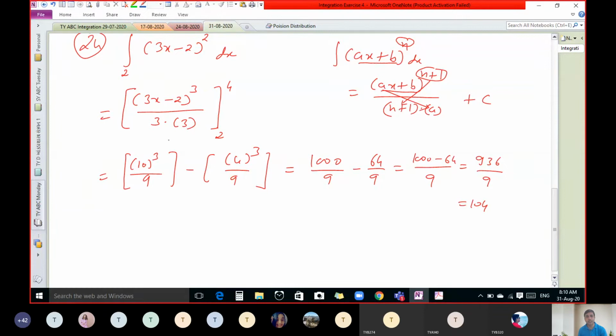So you have to write 3, and 3 3s are 9. And how to get this 10? By putting x equal to 4. 3 4s are 12, 12 minus 2, 10. So it is 10 cube upon 9. And if you put 2, we get 6 minus 2, 4, so 4 cube upon 9. Then 1000 divided by 9 minus 64 divided by 9. Simple calculation, you will get the answer 104. Follow this.